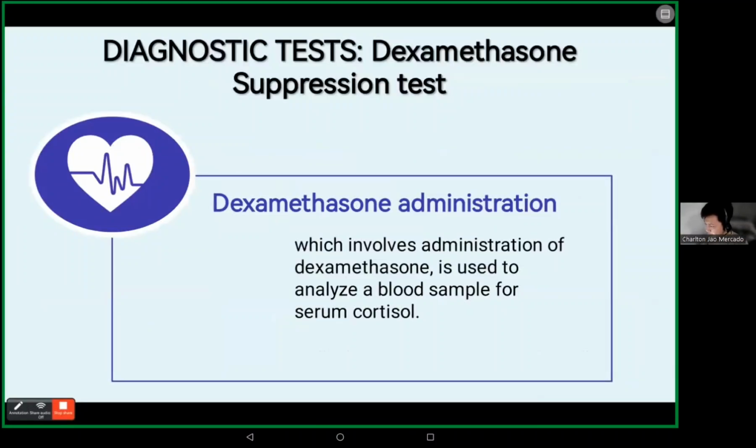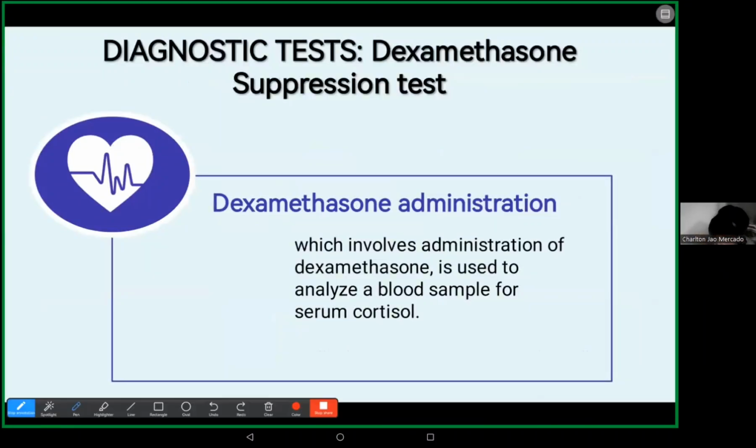Your dexamethasone suppression test. Okay, familiar ba kayo sa dexamethasone? If in case lang, no? Okay, sa mga hindi familiar sa dexamethasone, dexamethasone is a medication used to treat inflammation. So it is an anti-inflammatory drug, okay, and it is used to treat certain conditions, no?